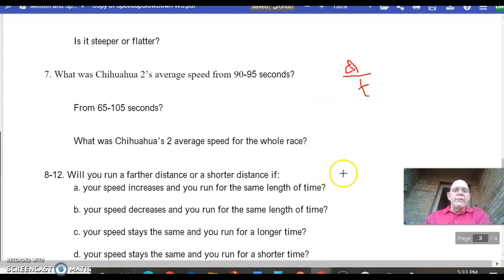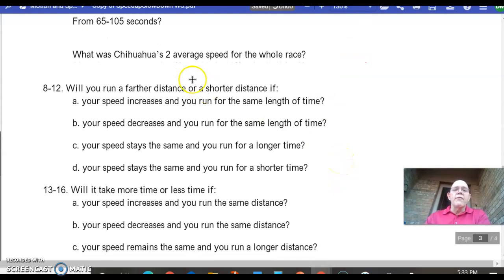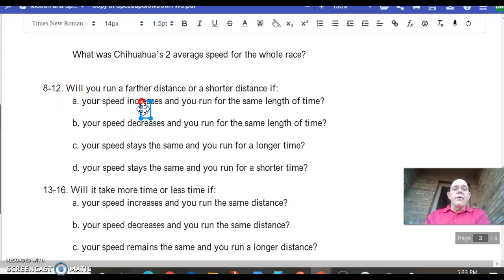The last one's down here. For example, on this one, you're going to say a further distance or shorter. If your speed increases, you're going faster, but you run for the same length of time, you're going to end up going farther or shorter distance. And the correct answer is, that's right, further. You're going to go farther. So we're going to put further right there.